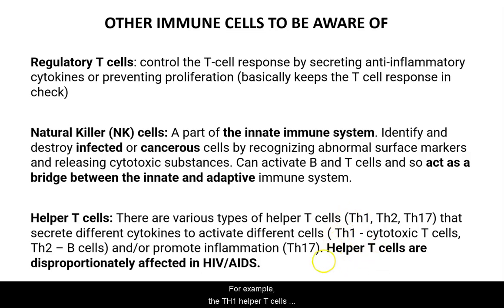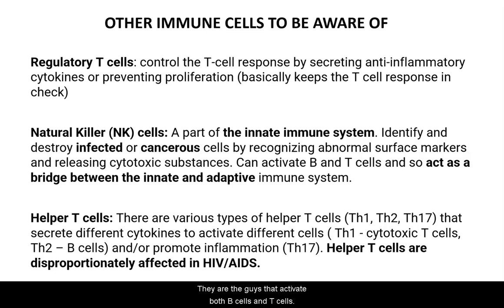For example, the Th1 helper T cells activate cytotoxic T cells. The Th2 cells activate B cells. And Th17 helps promote inflammation. Big picture here that I want you to remember is that helper T cells, remember, they're going to become a bridge between the humoral response and the cell-mediated response.